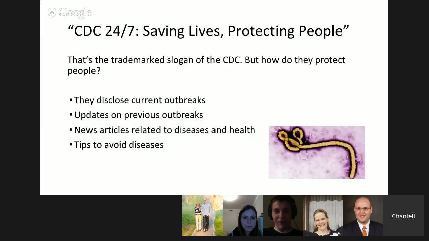It was spreading really fast, and they give media updates on that, which in turn comes to us, and news articles and scientific stuff relating to the diseases and the health in general. And they also, more on the proactive side, they'll give you tips to avoid diseases if they know any, stuff like that. Okay, next slide.